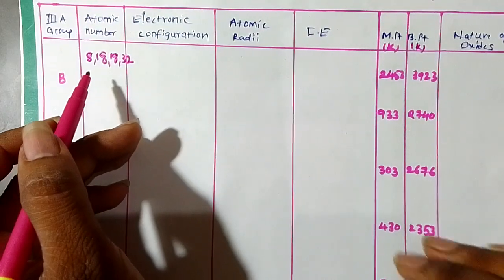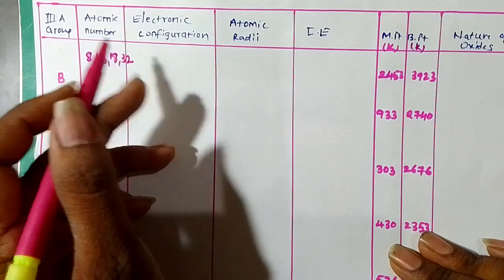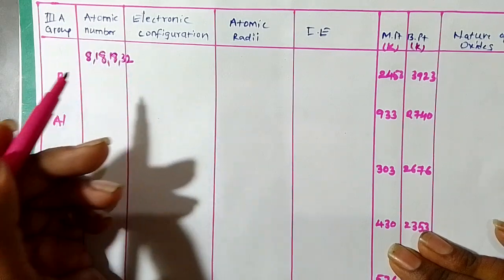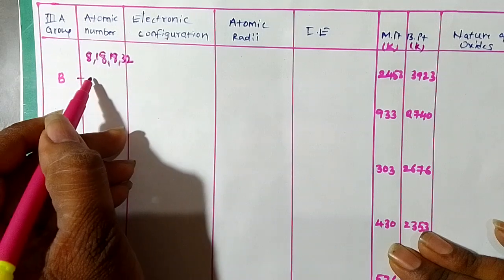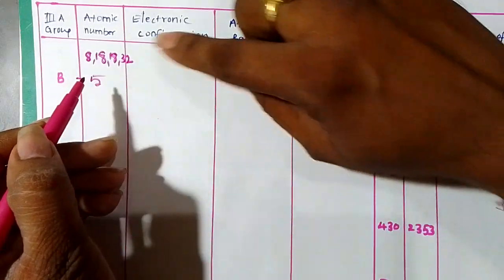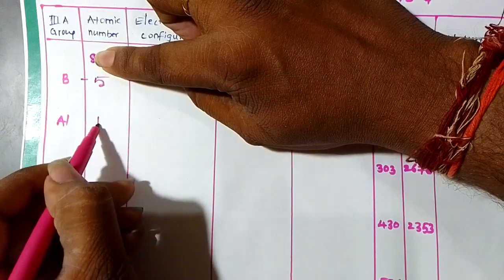Now the condition is that this sequence should be added to second period elements only. Boron's atomic number is 5 and it belongs to the second period. Now add 8 to this 5. So 5 plus 8 is 13.